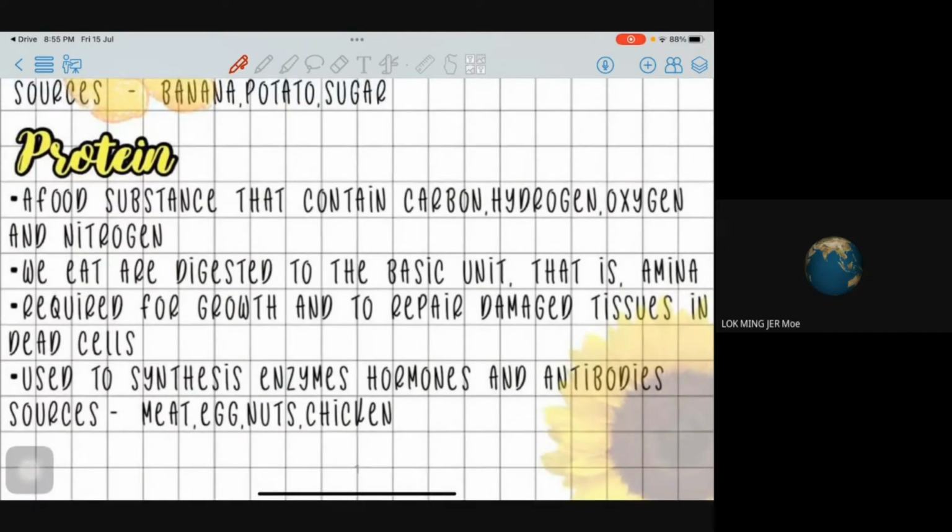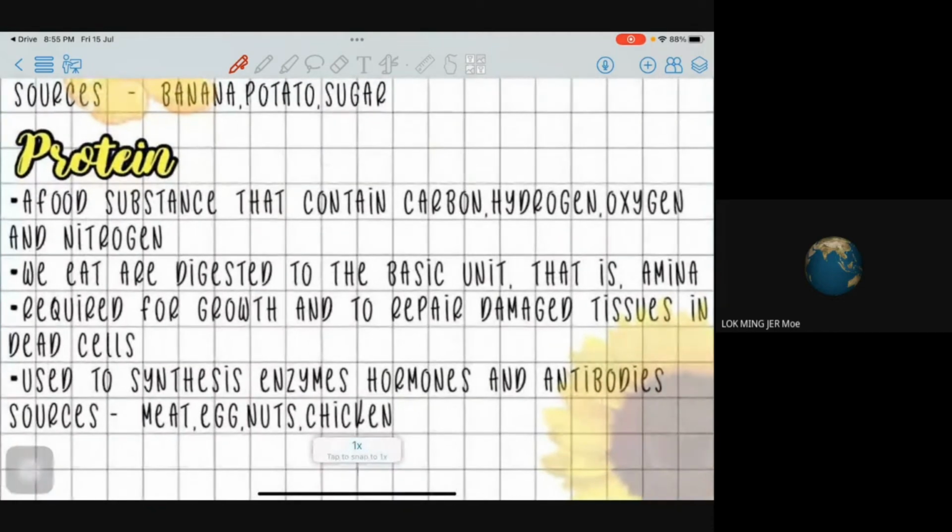Next is protein. Okay, protein we also need. Protein is a food substance that contains carbon, hydrogen, oxygen, plus nitrogen. The food that we eat is digested to its basic unit, which is amino acid, right? And it is required for growth and to repair damaged tissue and dead cells. So that is the function of protein.